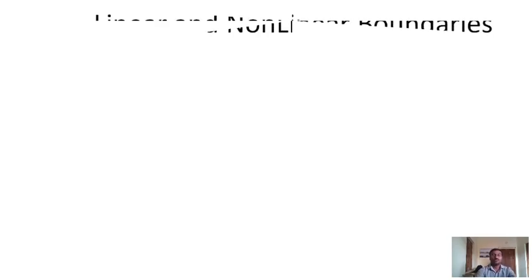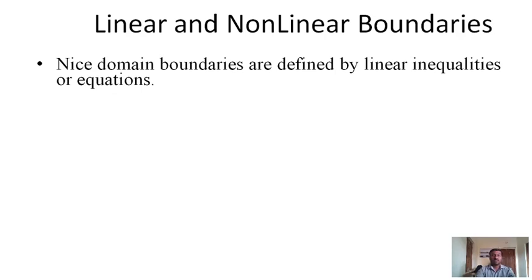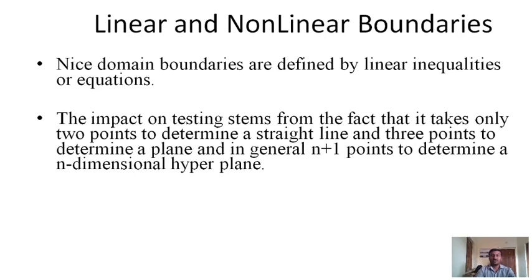Now we are going to discuss those six properties one by one. The first one is linear and non-linear boundaries. Linear boundaries in nice domains are defined by linear inequalities or equations. The impact on test design is that it takes only 2 points to determine a straight line, 3 points to determine a plane, and generally n plus 1 points to determine an n-dimensional hyperplane.